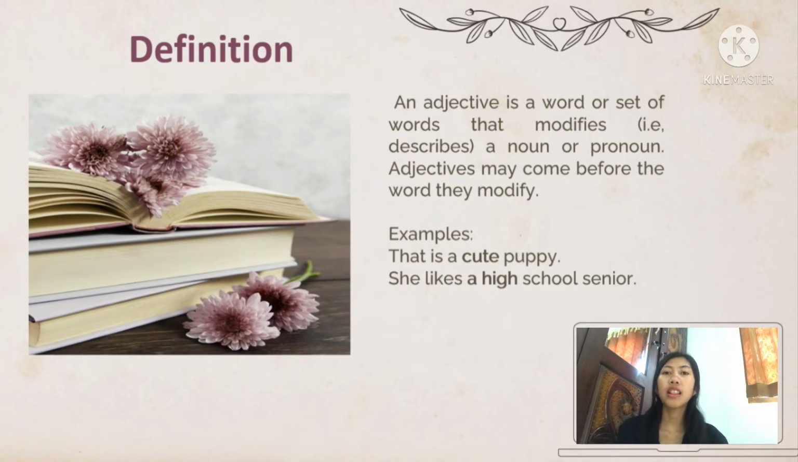Alright, so let me take a look at the definition of adjective. An adjective is a word or set of words that modifies, for example, describes a noun or pronoun. Adjectives may come before the word they modify. Let me take a look at the examples. There is a cute puppy. And the second example is: she likes a high school senior.